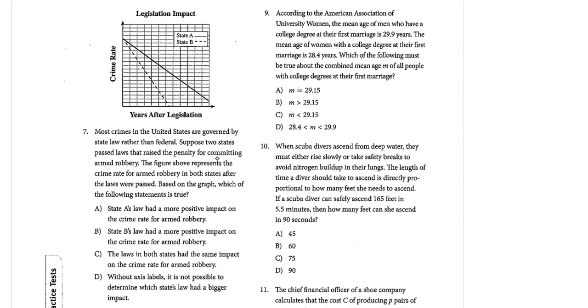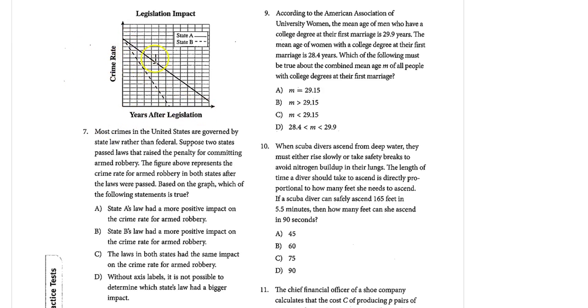Alright, let's take a moment and read over question 7. Again, if you're working through this practice without the book in hand, just pause. I'm trying to zoom here accordingly so you could have a moment to read it. Alright, based on the graph, which of the following statements is true? We have state A as our solid line, state B as our dashed line. It's saying years after legislation, so as the years increase, what happens with the crime rate?